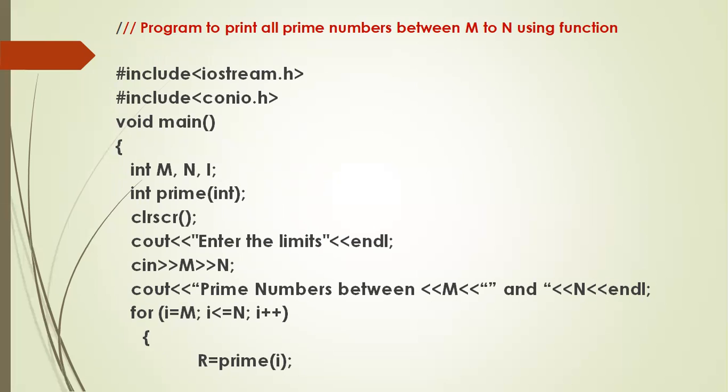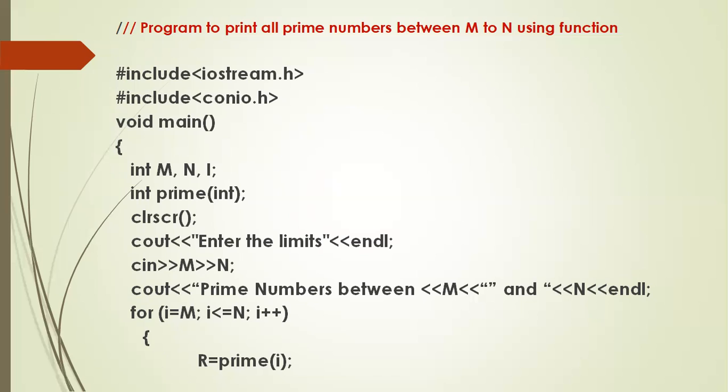For example, if your m value is 10 and n value is 20, first time for the prime function you are passing 10, and in that case the r value will become 0. Next time i value becomes 11. In that case, r value is 1. Next time, 12 means r value is 0. 13, r value is 1. 14, r value is 0. 15, r value is 0. 16, 0. 17, it is 1. 18, again 0. 19, it's 1. And 20, 0. So whichever number is prime, correspondingly the r value will be 1. For all the non-prime numbers, the composite numbers, r receives the value equal to 0.